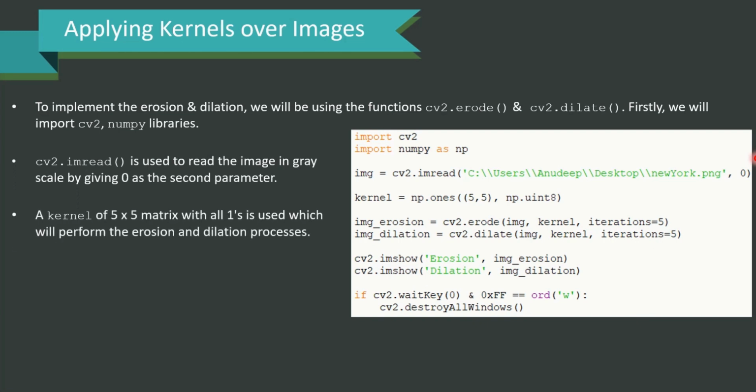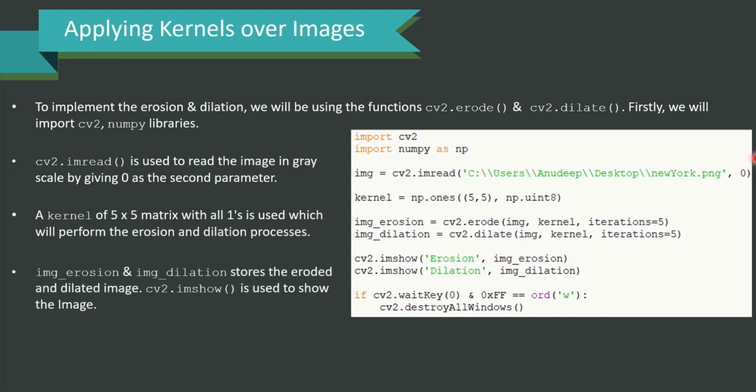A kernel of 5x5 matrix with all 1s is used, which will perform the erosion and dilation process. And that's mentioned in the code as well for your easier understanding. img_erosion and img_dilation stores the eroded and dilated images respectively. cv2.imshow is used to show the image.